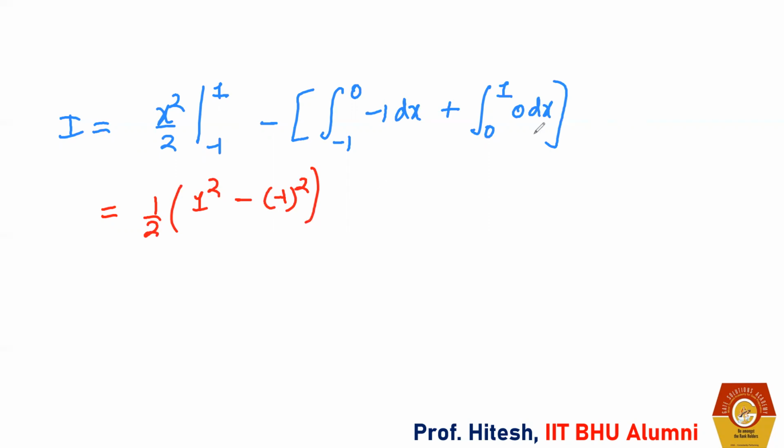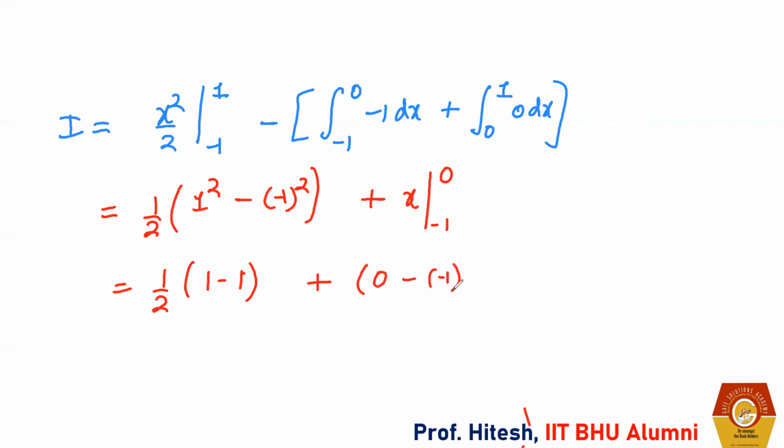Minus minus plus, this will be 0, plus it will be minus minus plus, x from minus 1 to 0. Okay, so this becomes 1 upon 2, 1 minus 1 is 0, plus 0 minus minus 1. The answer I am getting is 1. Okay, so the answer I am getting is 1.